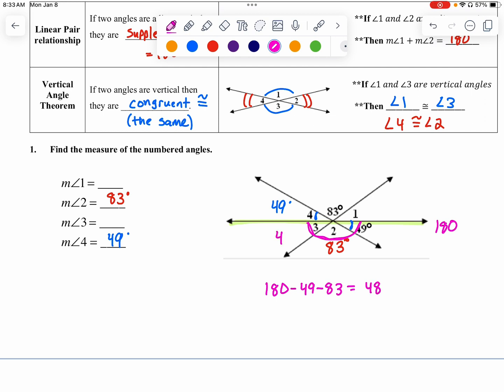So I know this missing angle on that line is 48 degrees. And if that's 48, the one across from it has to be 48. So both of those are going to be 48 degrees.